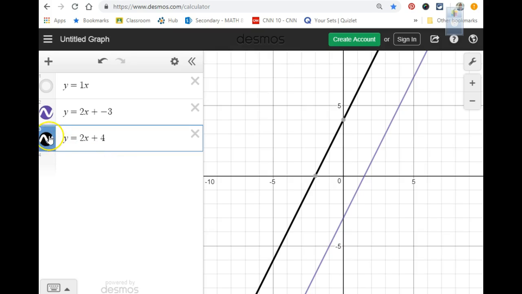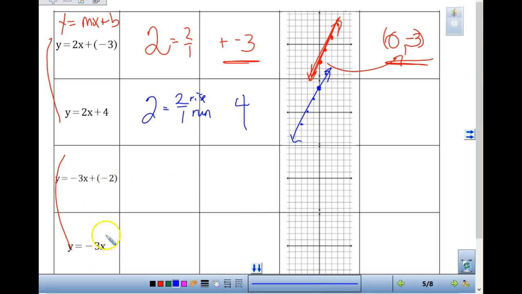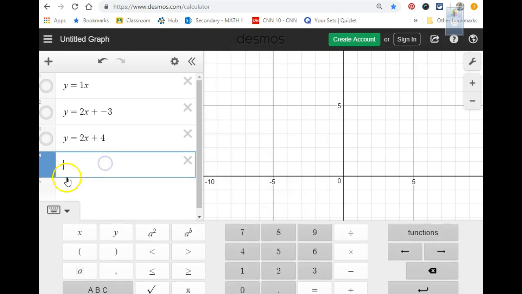So we now want to turn these 2 off. So make sure you turn those 2 off. And if you didn't already, make sure you put in the next 2 equations. y equals negative 3x plus negative 2 and y equals negative 3x. And if you didn't answer those questions, please make sure you do that right now. So we are looking at y equals negative 3x plus a negative 2.